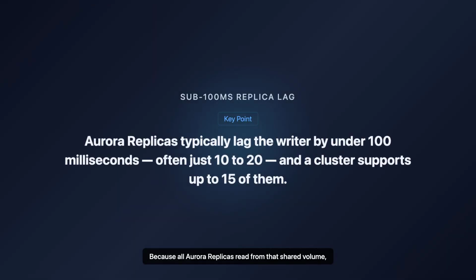Because all Aurora replicas read from that shared volume, they return the same data with minimal lag. Amazon Web Services puts the number at typically much less than 100 milliseconds after the primary writes an update, often just 10 or 20. And you can attach up to 15 Aurora replicas to a single cluster, each one both a read endpoint and a potential failover target.